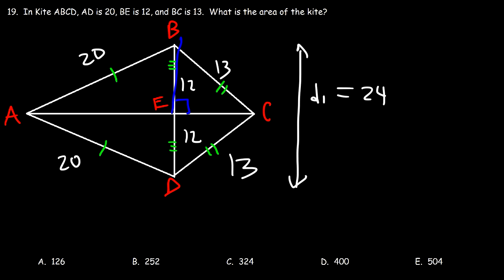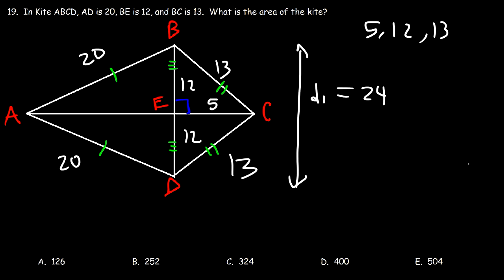Notice that we have a right triangle. So we can use the Pythagorean theorem to find the missing side. So we have 12 and 13. What do you think is the missing side? From the last problem, recall that 5, 12, 13 are three numbers of a right triangle. So the missing side has to be 5.